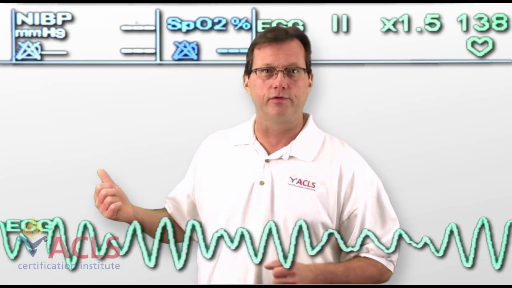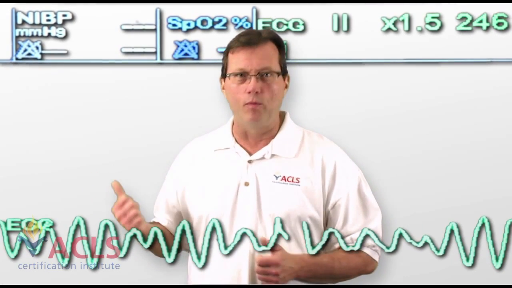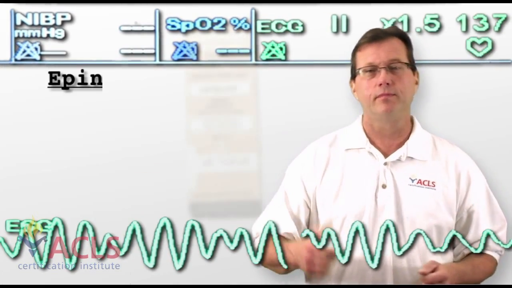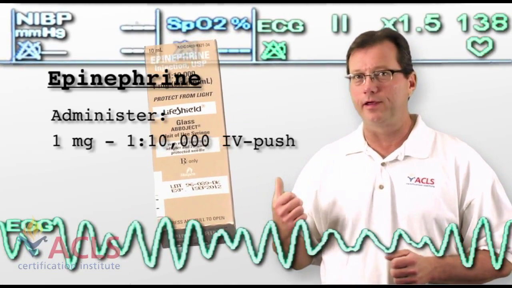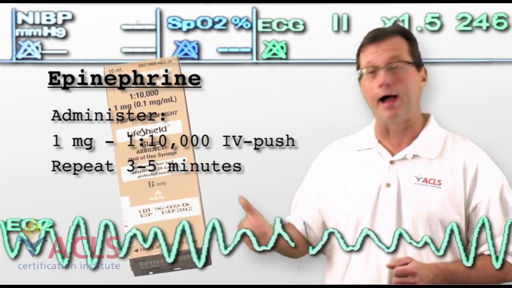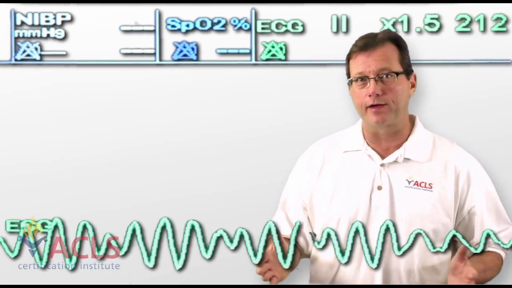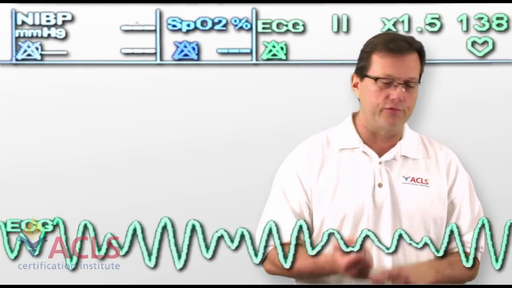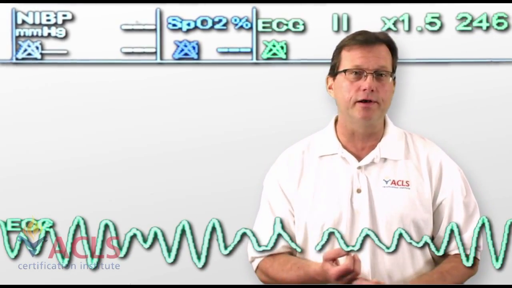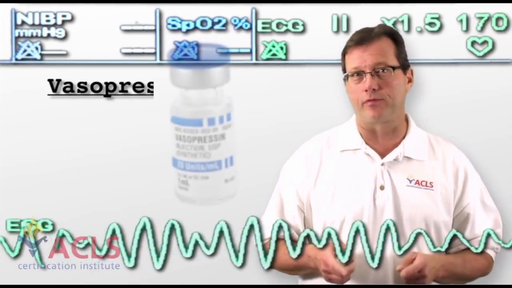Let's look at ventricular fibrillation. No pulse, no cardiac output. First drug of choice, epinephrine. 1 to 10,000, 1 milligram, IV push, every 3 to 5 minutes. There's no max on that. Now the first or second dose of epinephrine can be replaced with vasopressin.